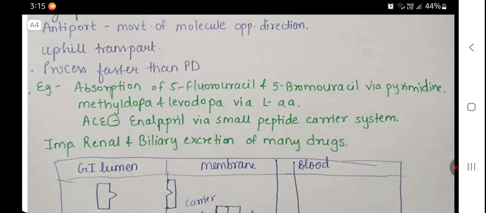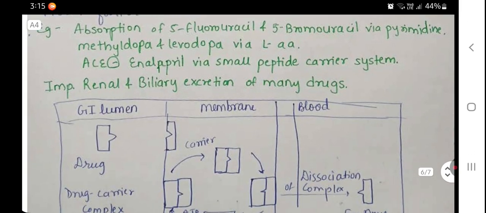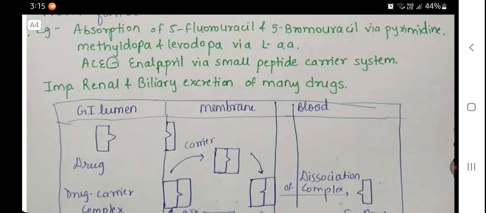Amino acids, then angiotensin converting enzyme inhibitor enalapril via the small peptide carrier system. Then it is also important in the renal and biliary excretion of many drugs.